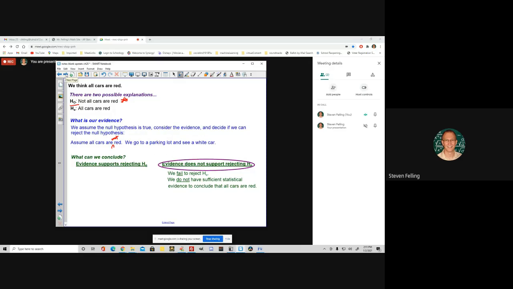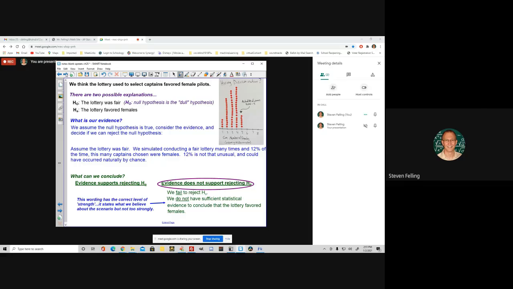Okay, let's look at some other examples that may be a little bit more realistic. You remember earlier, actually the very first day of the course, we considered an example problem about pilots that were going for captain's positions. We had a sampling of a bunch of pilots, and some of them were males and some of them were females.